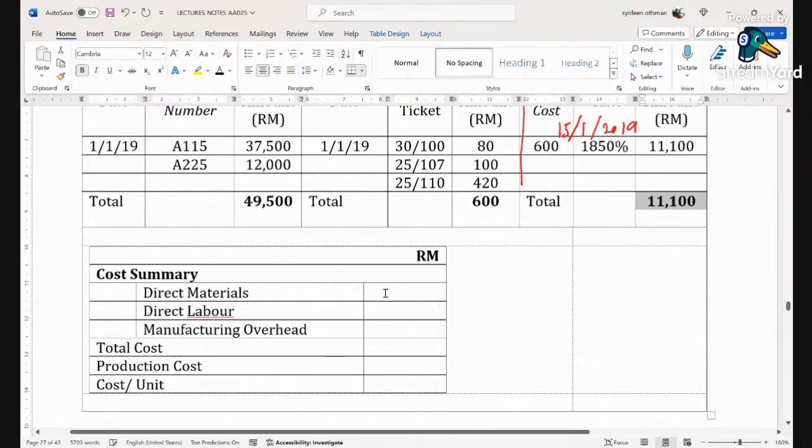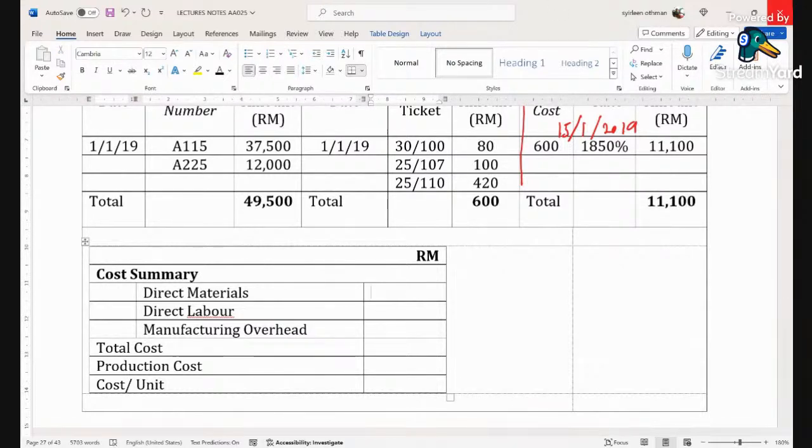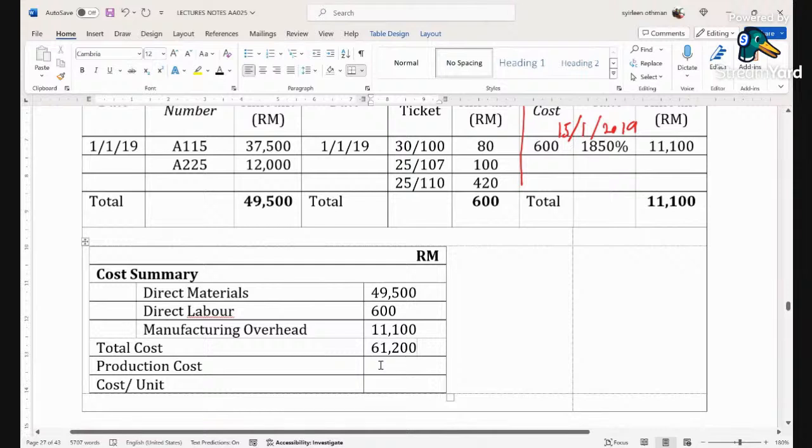Okay, direct material you ialah 49,500. Okay, and then direct labor is 600. Alright, and then your manufacturing overhead is 11,100. Okay, alright. So you have 49,500 plus 600 plus 11,100. So that gives you the total of 61,200 ringgit. Okay, that's overall lah. Okay, so that's the total cost.